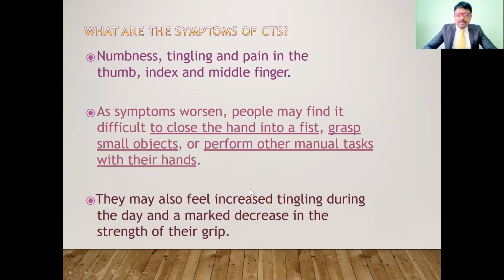As symptoms worsen, people may find it difficult to close the hand into a fist, grasp small objects, or perform other manual tasks with their hands. Even with small activities, they are unable to hold objects, and it is difficult to do any special manual task with the hands. They are also unable to carry small weights or perform small activities with the hands.